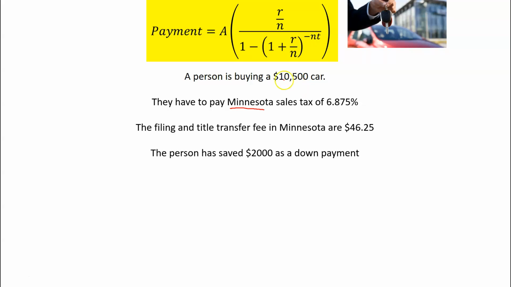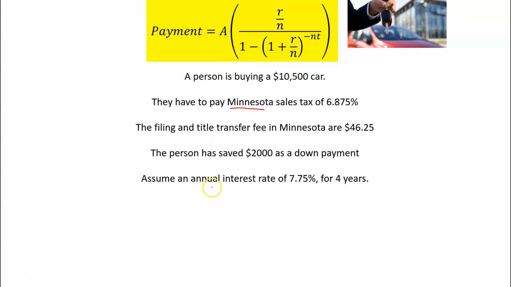So I have to take the sales price or the ticket price, put in my tax, put in my title transfer fee, reduce it by any down payment, and then I finally have the amount. So there's actually quite a bit you've got to do before you even start this formula. And once you start the formula, I will warn you that the issue is going to be getting it through your calculator without making a mess of it.